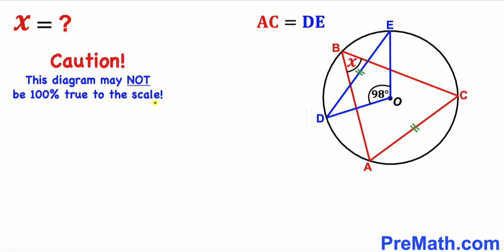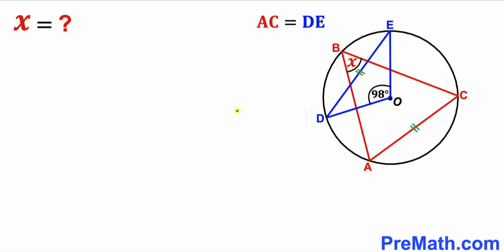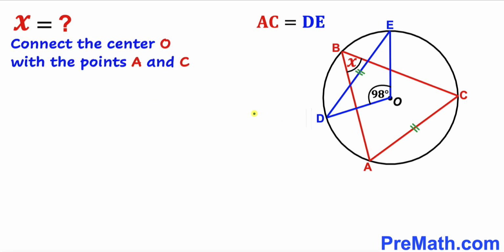Let me make it very clear that this figure may not be 100% true to the scale. Let's go ahead and get started. And here's our very first step. Let's go ahead and draw some auxiliary lines by connecting this center O with these vertices A and C, as you can see in this next diagram.